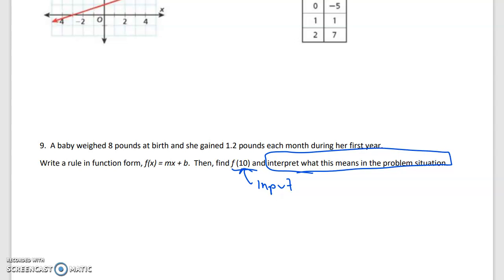Remember, you do need to define your variables here. So you should have a let statement for what x represents and a let statement for what f of x or y represents. So try these.